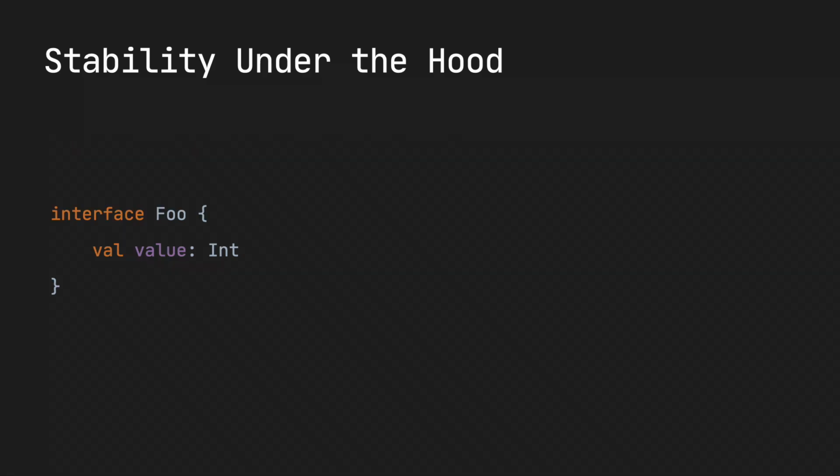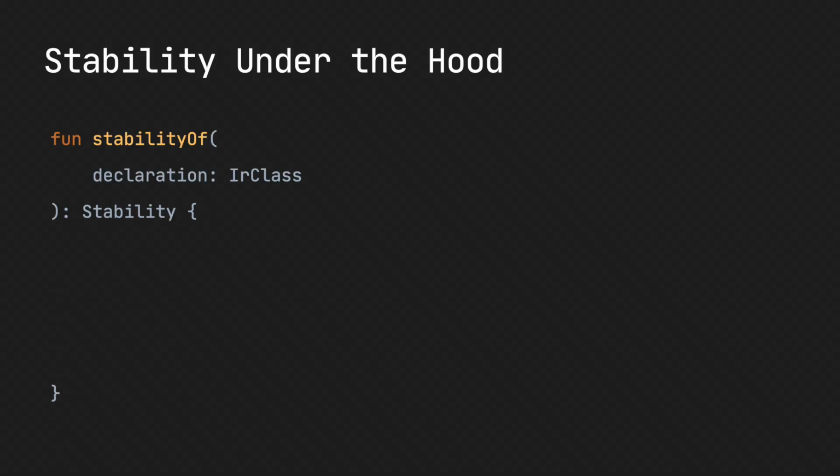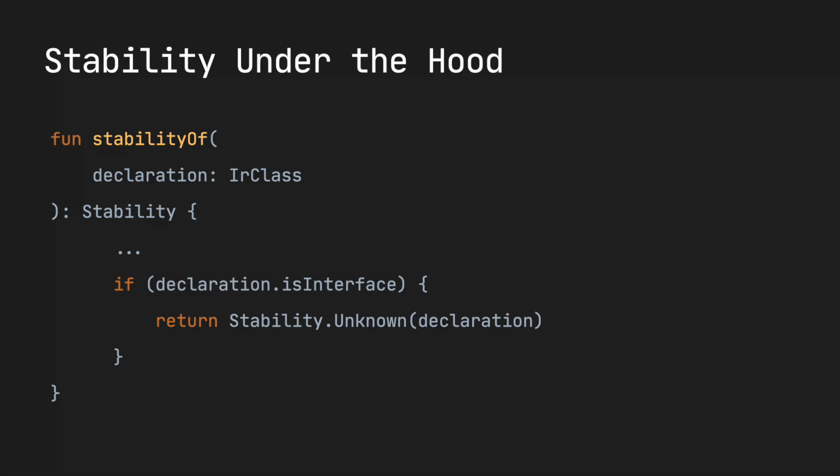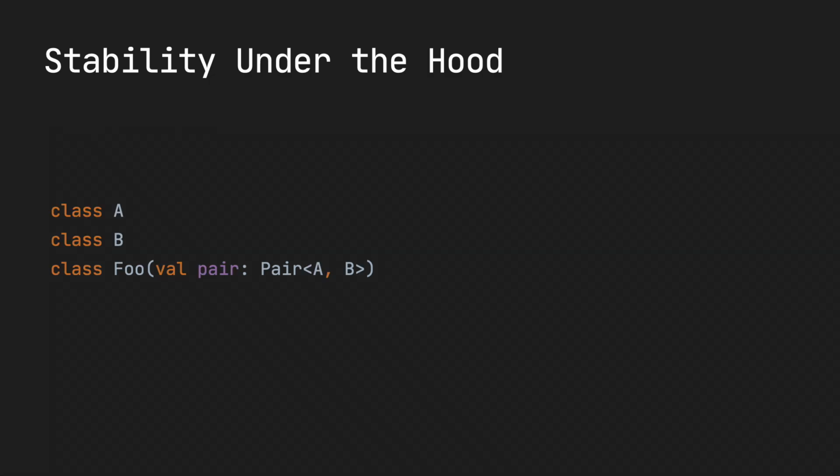So what about interfaces? The compose compiler plugin, in this method, is going to mark it as unknown stability for interfaces. So what if you have a hierarchy like this, where you have class A and B, it's a pair? It's going to mark it as runtime stability for that.